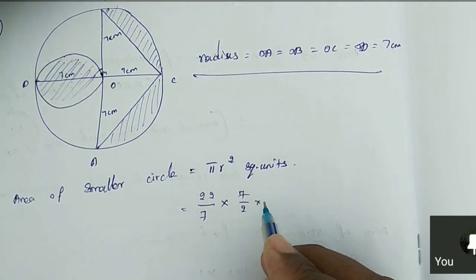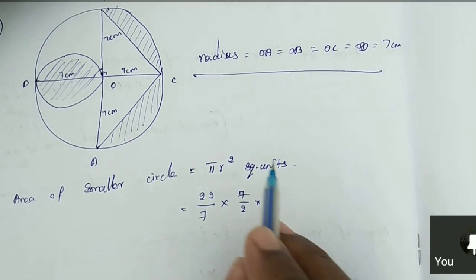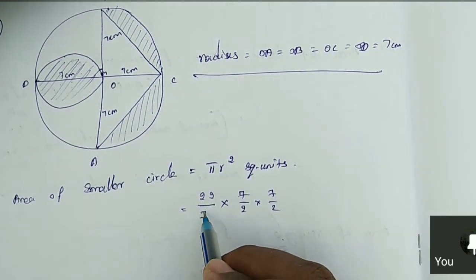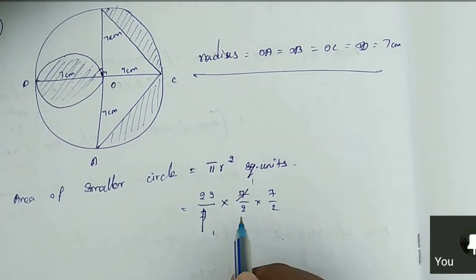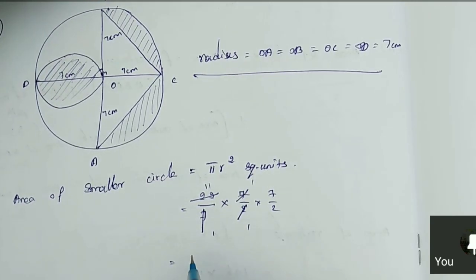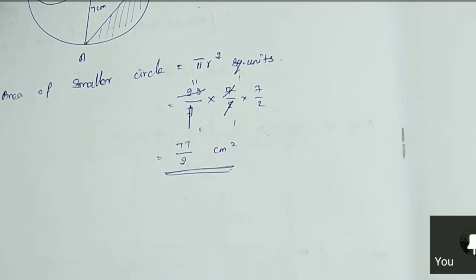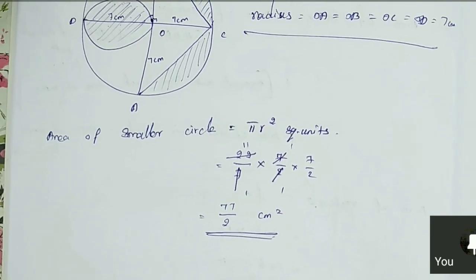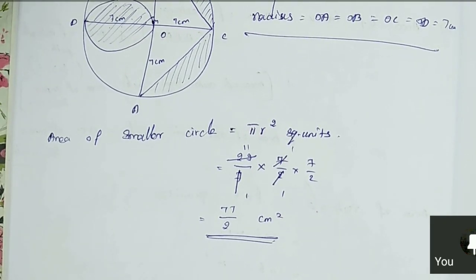Super. 7 by 2 into 7 by 2, because r square. Clear? Now we can cancel the 7 here, 7 here. Remaining 11 by 2 here, so the answer is 11 into 7, 77 by 2 centimeter square. Are you clear? Any doubt? Now we found the area of the smaller circle, right?